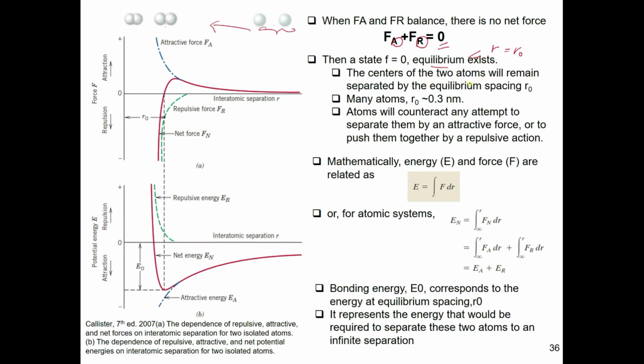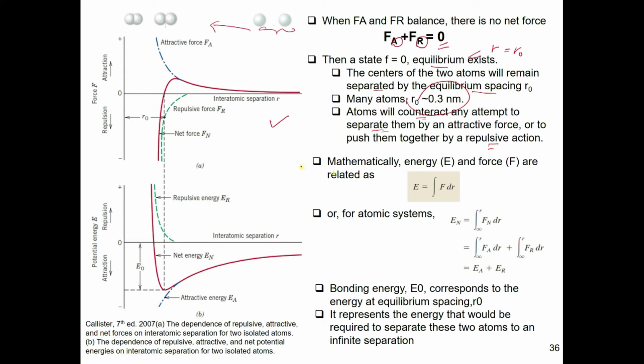The centers of the two atoms will remain separated by the equilibrium spacing R naught, and most atoms have R naught equal to about 0.3 nanometer. At this point, the atoms will counteract any attempt to separate them by an attractive force, or to push them together by a repulsive action. This is how we describe the interaction based on the forces acting on the atoms.